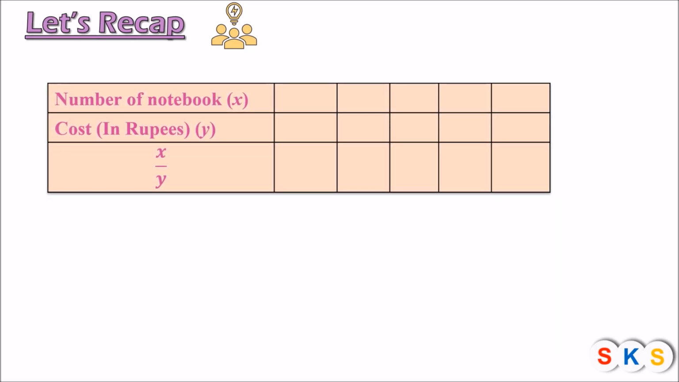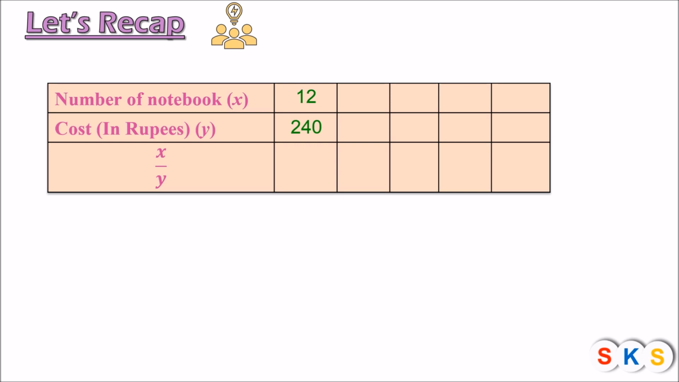Let's recap. Here we have a table. The first row indicates the number of notebooks, the second row is the cost of notebooks in rupees, and the third one is x upon y, that is the ratio of the number of notebooks to their cost. Suppose the number of notebooks is 12 and the cost of 12 notebooks is 240. So the ratio x upon y will be 12 upon 240.